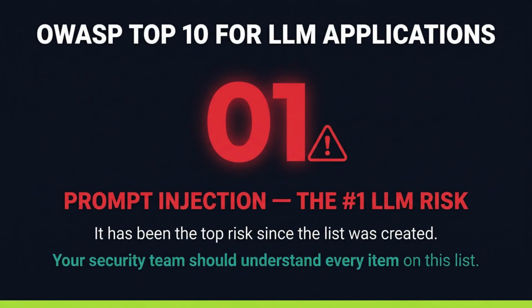Prompt injection is number one on the OWASP top 10 for large language model applications. It's been the top risk since the list was created. That's not changing anytime soon. If your organization is deploying AI, someone on your team should know this list, not memorize it, understand it, because these aren't theoretical risks. They're being exploited right now.